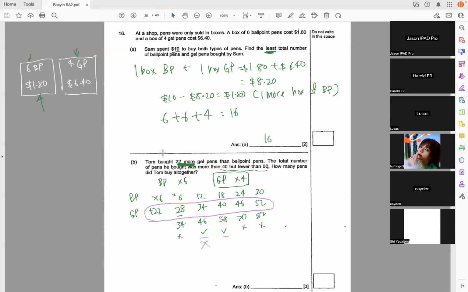Sorry, I mean 34. I'm checking on 34. Is it a multiple of 4? 34 divided by 4 is not. Then we check 40. 40 is a multiple of 4. So this is okay. So the answer is 58.